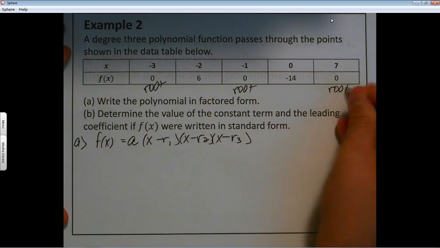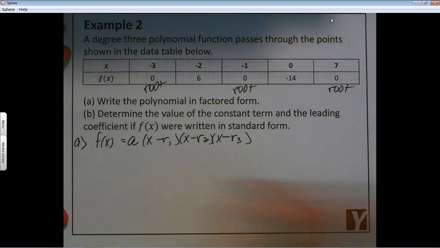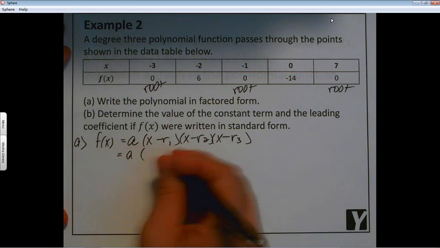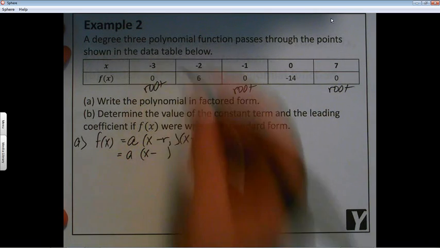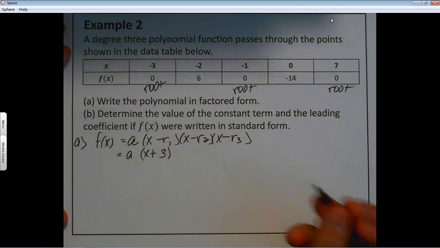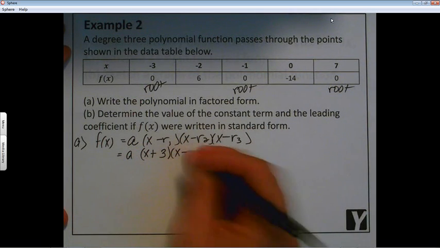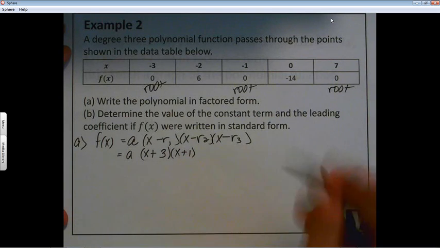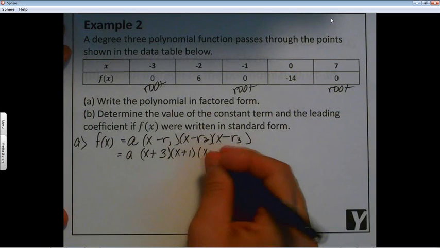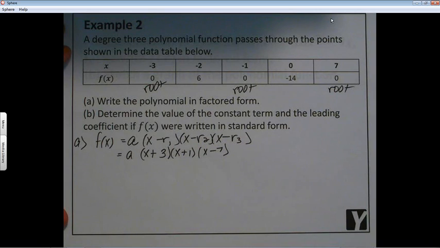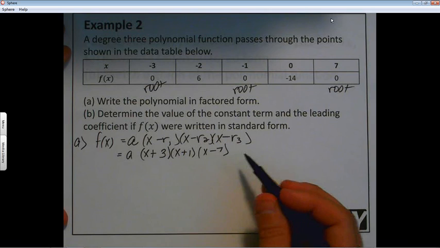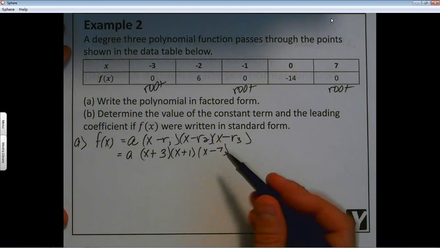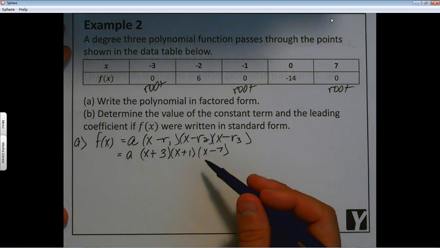In part A, we're asked to write the polynomial in factored form. Well, the factored form will be f of x equals some constant, x minus the first root, x minus the second root times x minus the third root. Well, let's look at this table of values. A root occurs whenever the function is equal to 0. So I have a root over here at negative 3, I have a root at negative 1, and I have a root at 7.